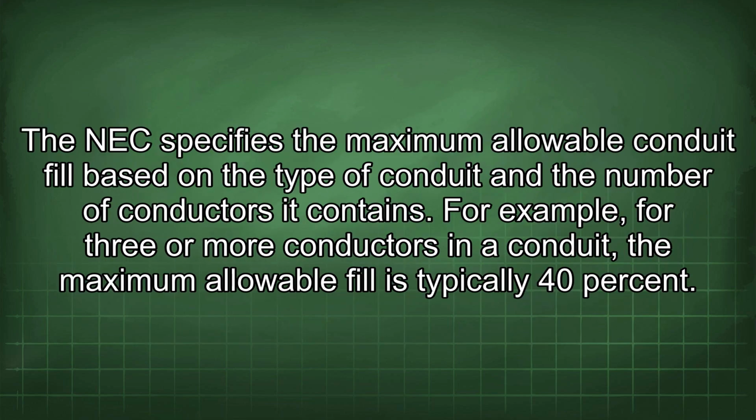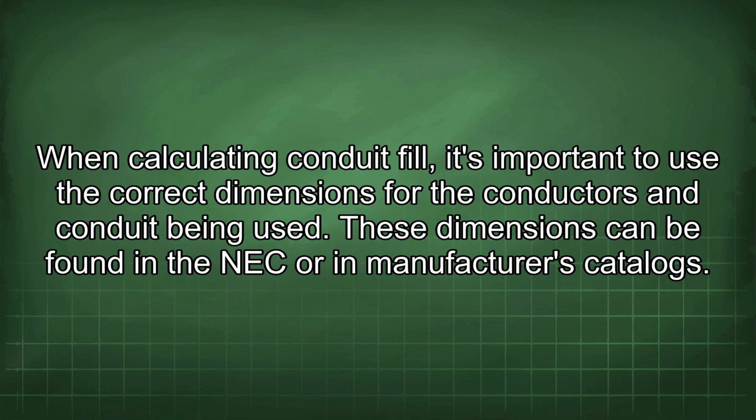The NEC specifies the maximum allowable conduit fill based on the type of conduit and the number of conductors it contains. For example, for 3 or more conductors in a conduit, the maximum allowable fill is typically 40%. When calculating conduit fill, it's important to use the correct dimensions for the conductors and conduit being used. These dimensions can be found in the NEC or in manufacturers' catalogs.